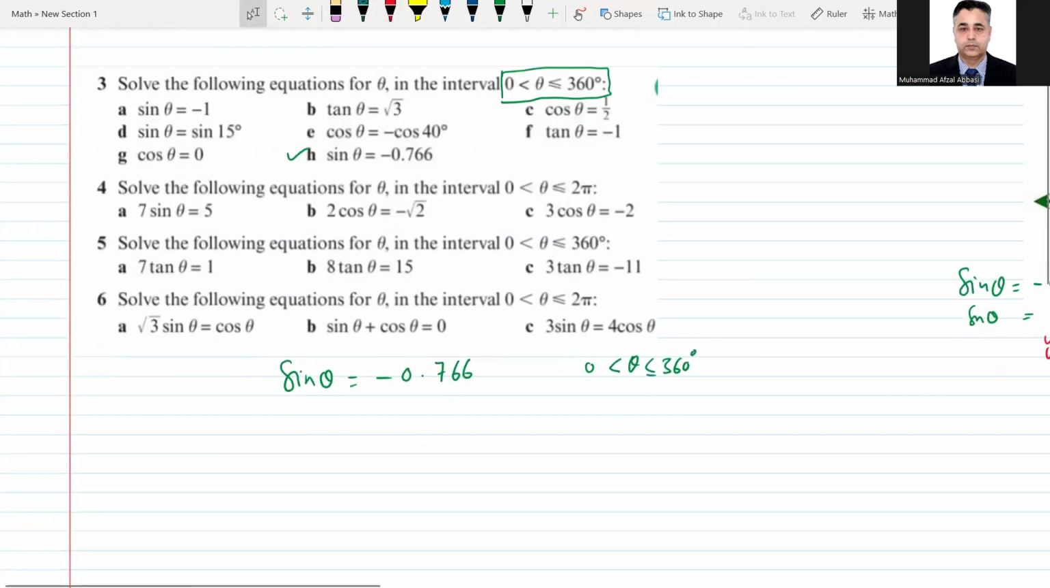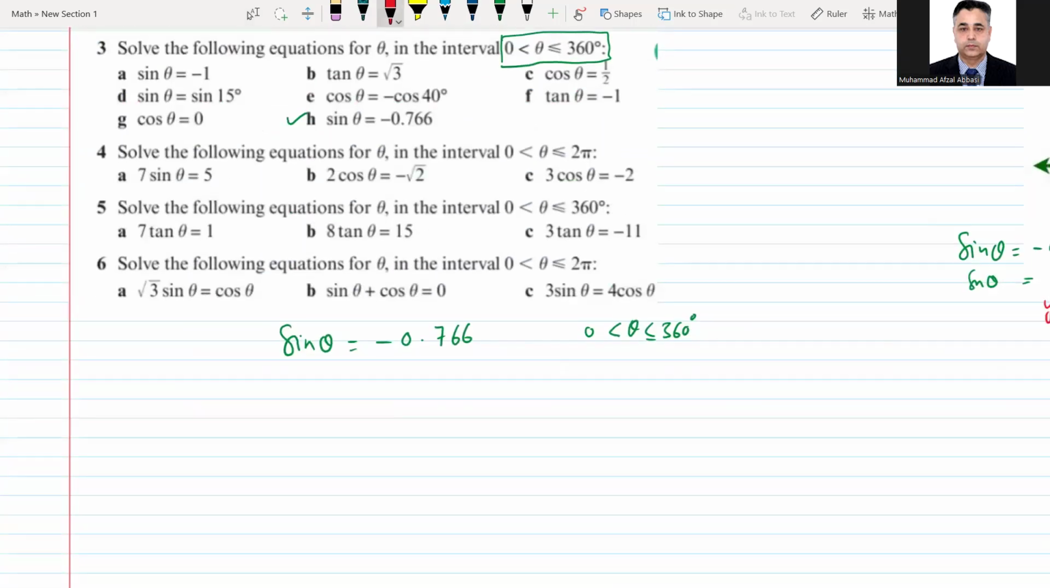So the first step is to find the first answer. The first answer, usually I call it theta 1. So my theta 1 will be directly sine inverse of negative 0.766. Using our calculator, we'll find this. What is sine inverse of this? It is negative 49.996.